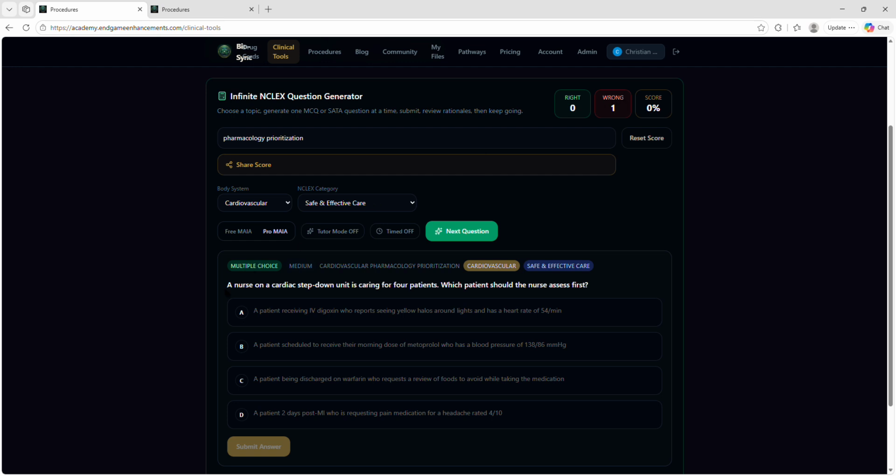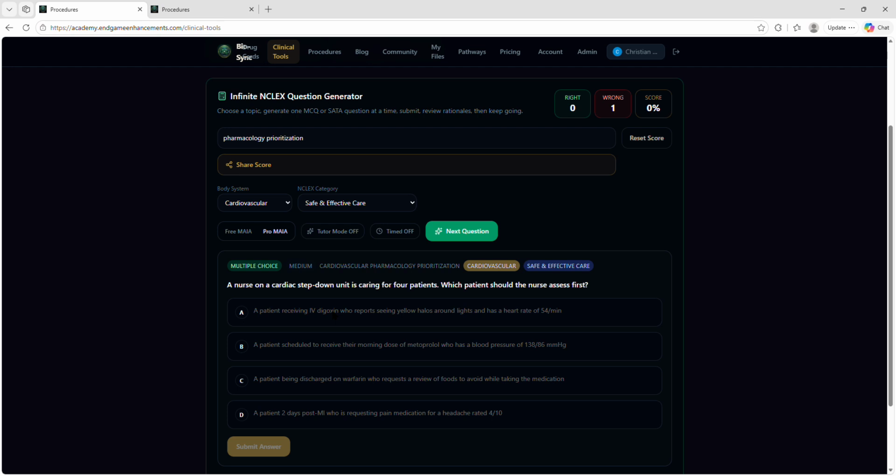If you look, here's the next question because I was doing pharmacology prioritization, cardiovascular, safe and effective care. I have tutor mode off and I have timed off. And so we've got to answer this. It says a nurse on a cardiac step down is caring for 4 patients. Which patient should the nurse assess first?